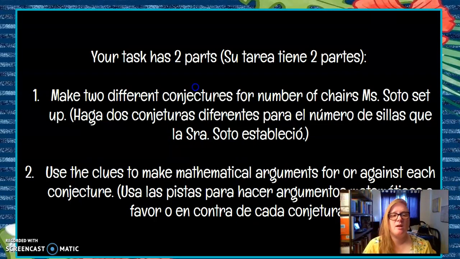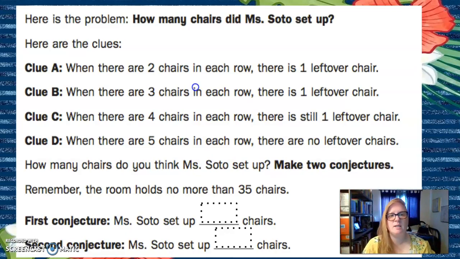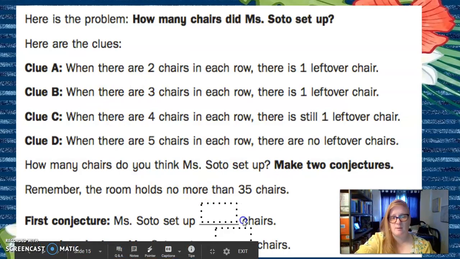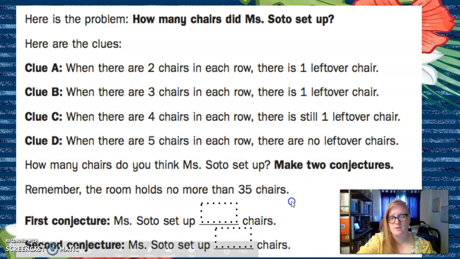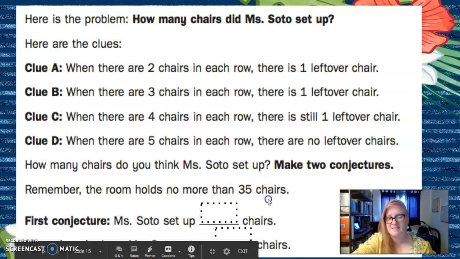So, your task: make 2 different conjectures for numbers of chairs in Miss Soto's setup. Now that you've looked at what Joy did, you have to make your own guesses. You have 2 guesses to do. Use the clues to make mathematical arguments for or against each of your guesses. So your guesses don't have to be right, but you do have to prove whether or not each is correct. So here's a problem. How many chairs did Miss Soto set up? The same clues are there. How many chairs do you think Miss Soto set up? And here's where you're going to put your 2 conjectures. You have to put one right here and one right here. And remember, the room holds no more than 35 chairs. So if one of your guesses is 45, you already know that it's not correct because this is the part that says it is not correct.